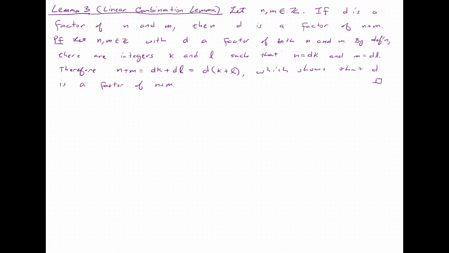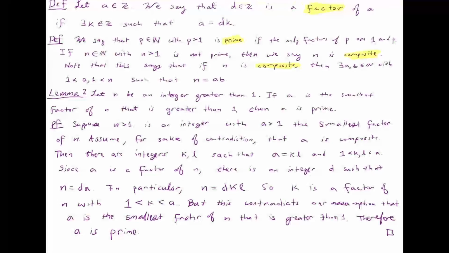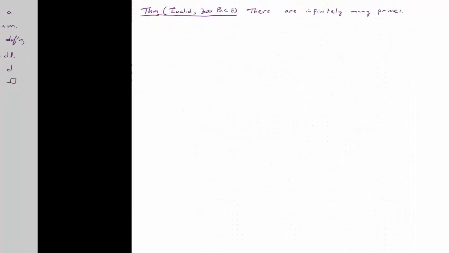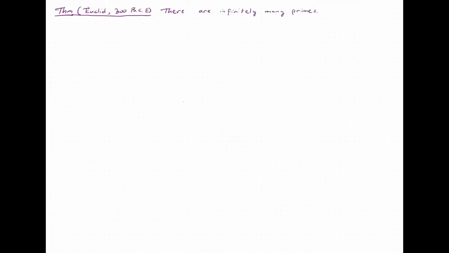Now, armed with the linear combination lemma and lemma 2, we can now prove the famed infinitude of the primes. And so this is due to Euclid around 300 BCE. And the way that the proof goes, I'm going to do it by contradiction, but I'm going to omit the scratch work in this case and just write down the proof formally. And so here's the argument.